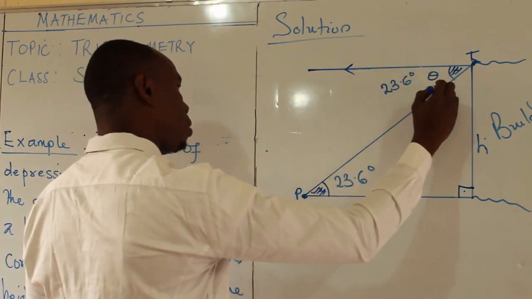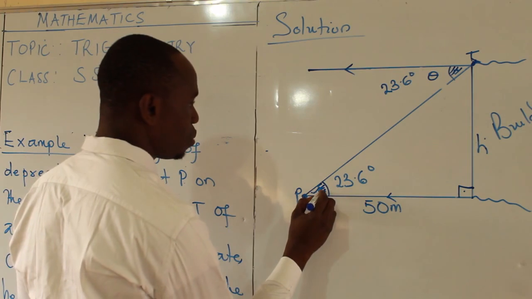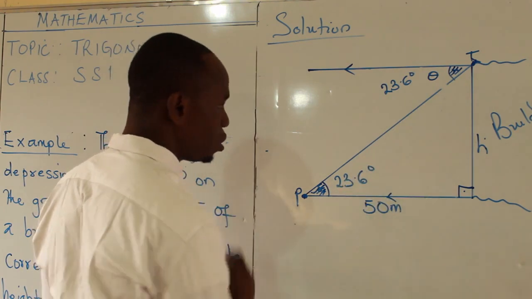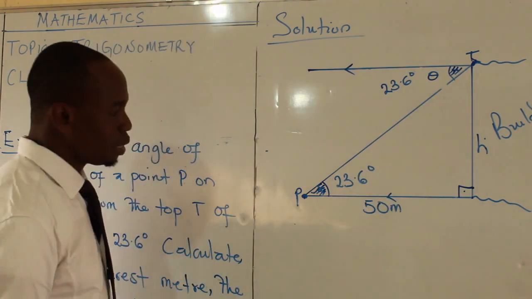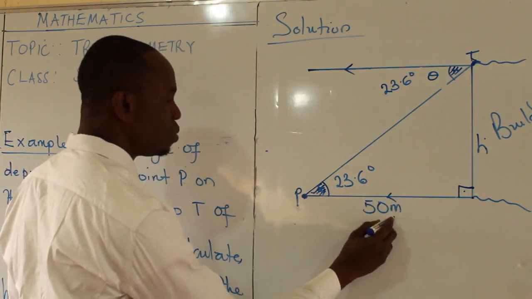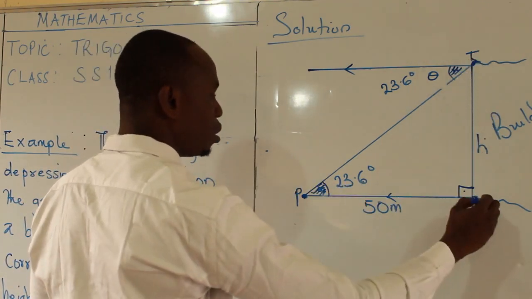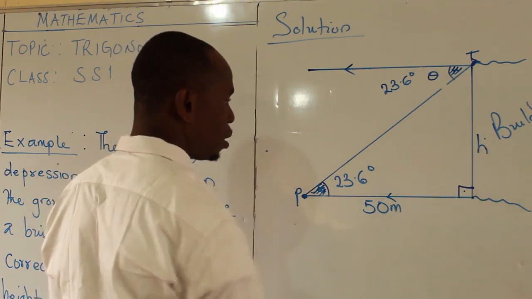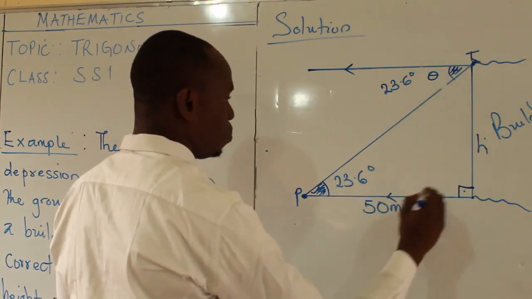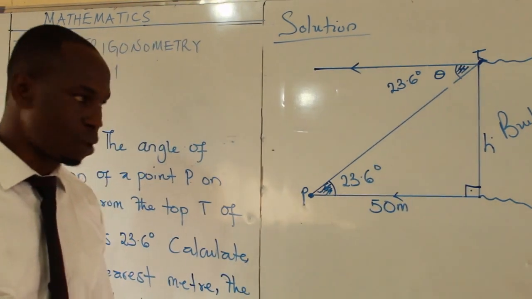So this angle 23.6 that was given to us as the angle of depression was equal to this angle. So we can see that we've taken the information here to this point. We were also told that the distance of the foot of the building to what was observed was 50 meters. What we were asked to find was the height of the building, and H here represents the height of the building. We don't know anything about the hypotenuse because this diagram is that of a right-angled triangle.